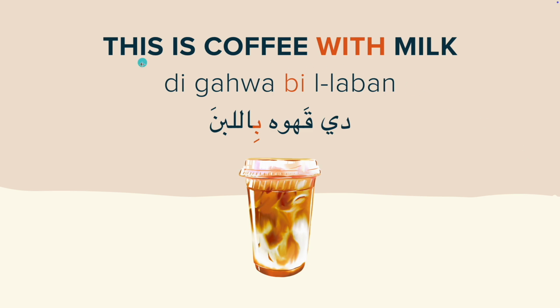And if you want to say this is coffee with milk, just say دي قهوة باللبن. دي قهوة means this is coffee. B means with. Laban means milk.